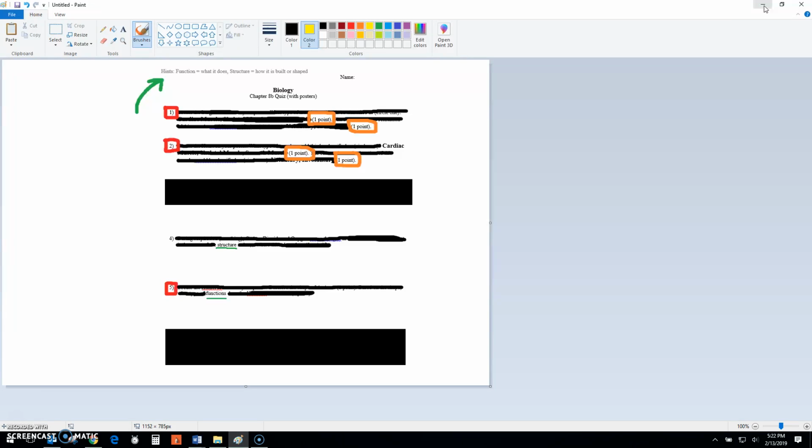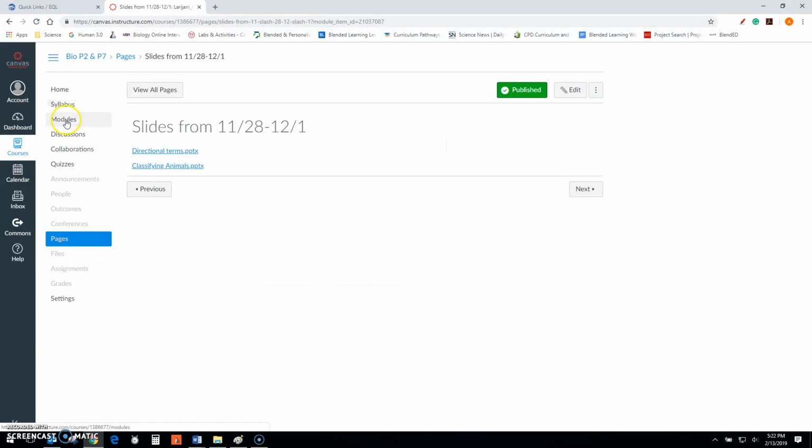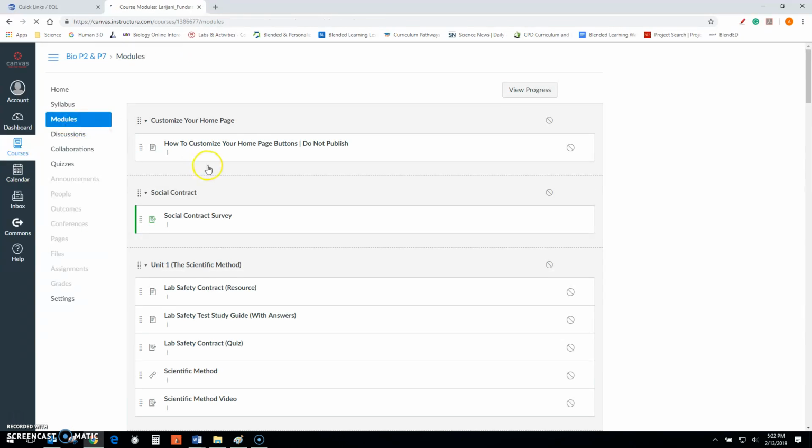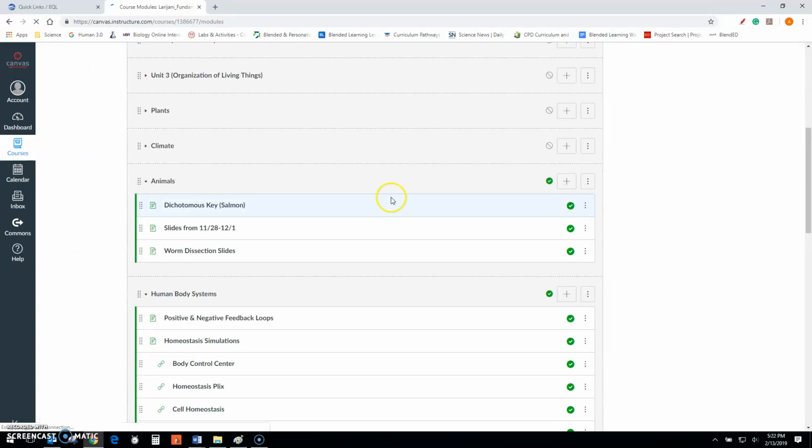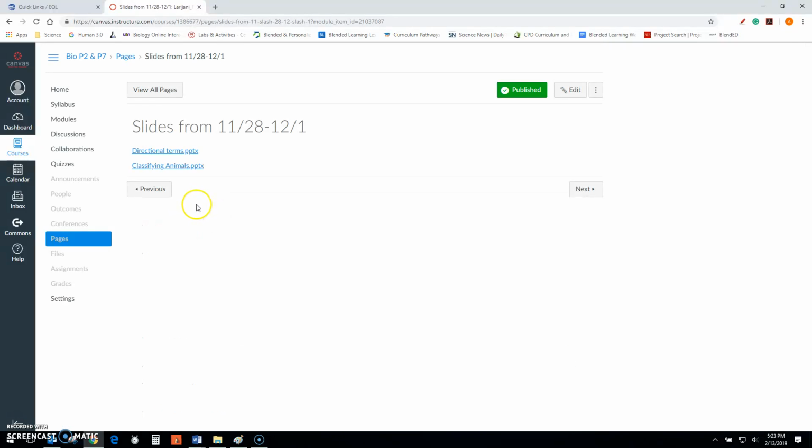One thing we need to do is we need to start reviewing a concept for our turtle dissection. So what I've done in Canvas is I have opened back up in modules. Okay, if you click on modules, scroll down, your screen's going to look different than mine because I have the teacher view, but underneath animals, which is something from last semester, there's a link that says slides from 1128 to 12/1. So if you were not in my class last semester, you absolutely need to do this. If you were in class, it wouldn't be a bad refresher, but I want you to go in and take a look at the directional terms PowerPoint, this one right here.